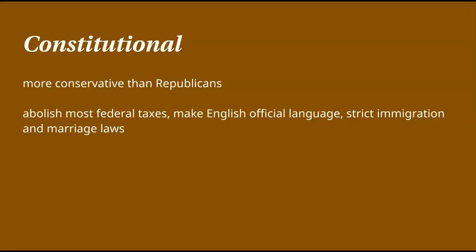And then you have the Constitutional Party, which is more conservative than Republicans. So you have the Green that's more liberal than Democrats. You have the Constitutional Party that's more conservative than Republicans. They want to abolish most federal taxes. They want to make English the official language, strict immigration and marriage laws. A lot of their stuff also is very direct and strict reading and interpretation of the Constitution, part of their name.